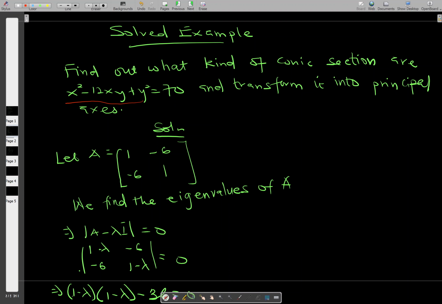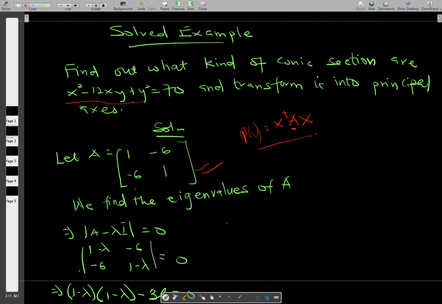So we write this as Q of x equals x transpose Ax. Okay, let's use Q of x. So we write it as this, and our A is given by this: 1, negative 6, negative 6, 1.